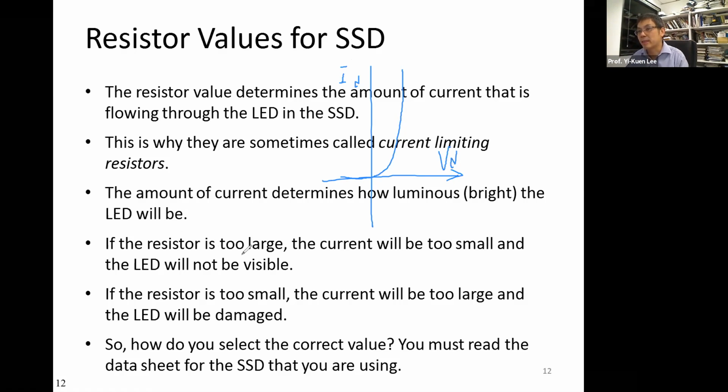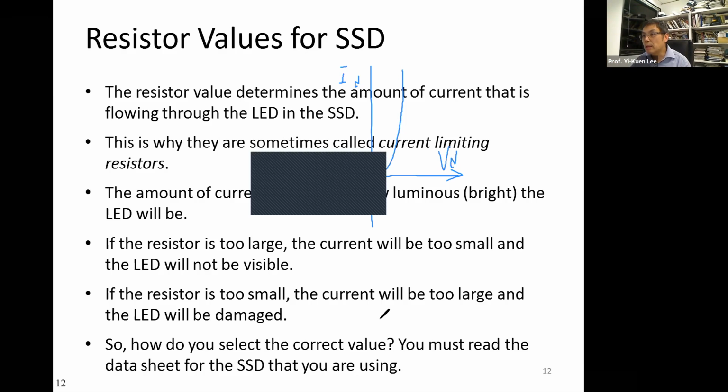And of course, we need to find some balance, right? If the resistor is too large, what happens? Then your current is very small, and your LED output light intensity will be very small, right? So you need to find some balance. Make sure the resistor value is optimized. So what's the typical resistor we need to use? Actually, you also have to look at the data sheet, for example, for the one in your Arduino kit.